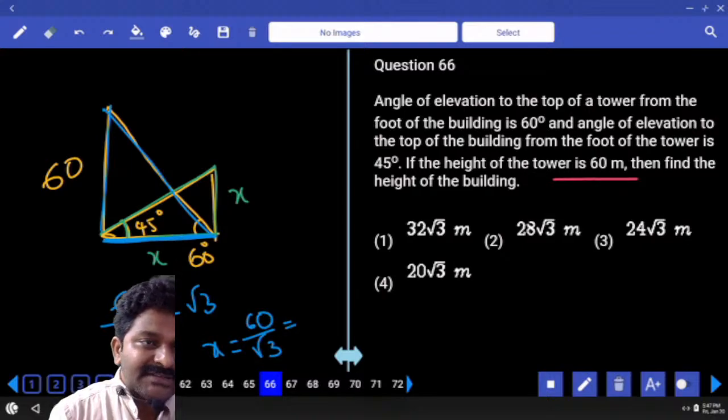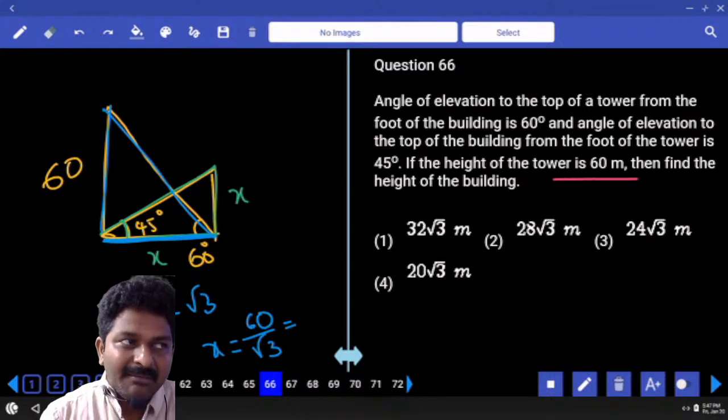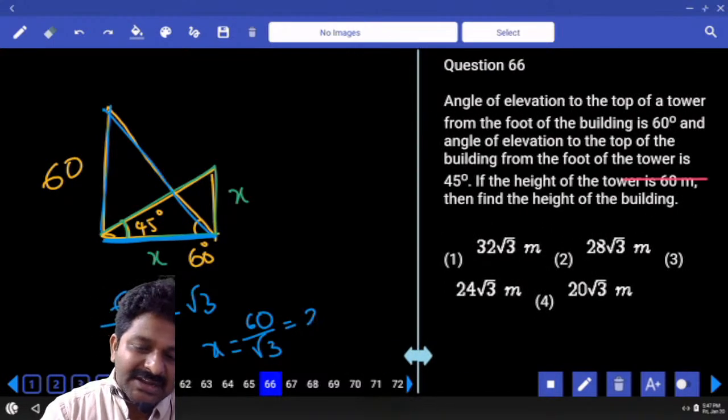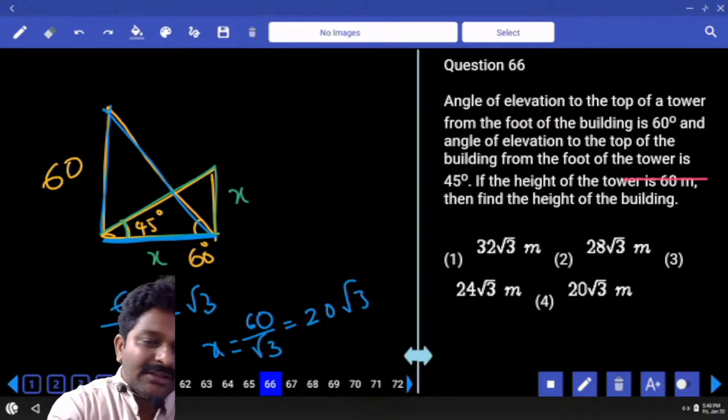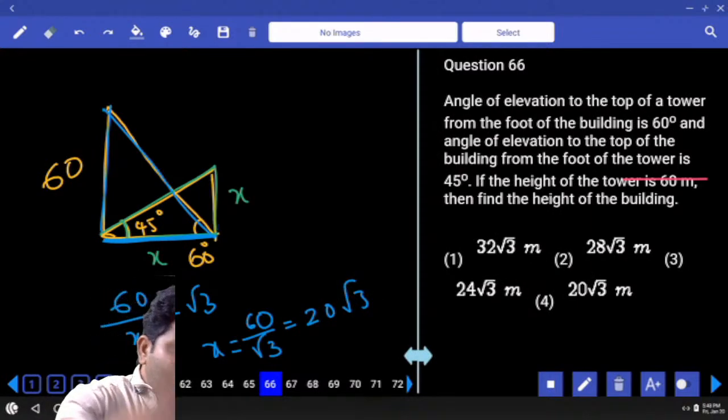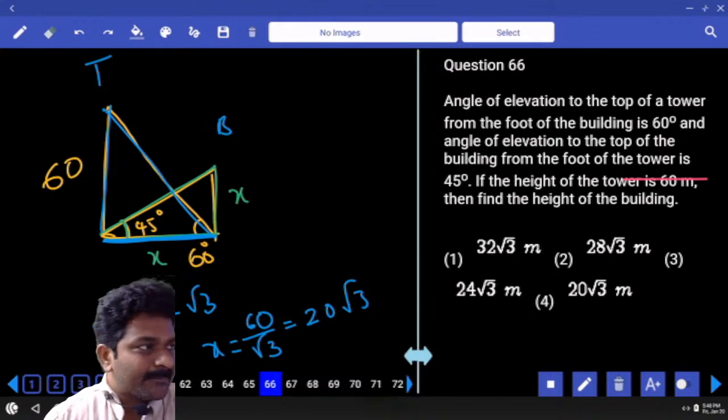60 we can write as 3 into 20. 3 again can be written as root 3 into root 3, into 20. Root 3 gets cancelled. Final answer: 20 root 3. x is 20 root 3, which is the height of the building. This is the tower and this is the building.